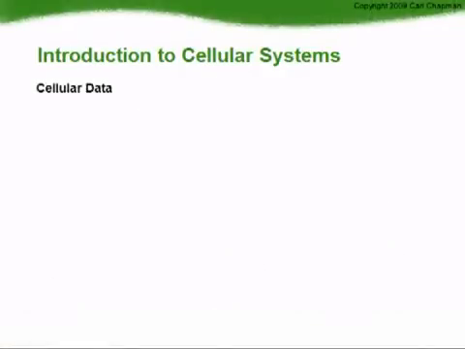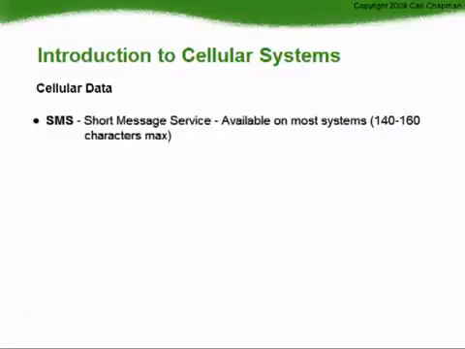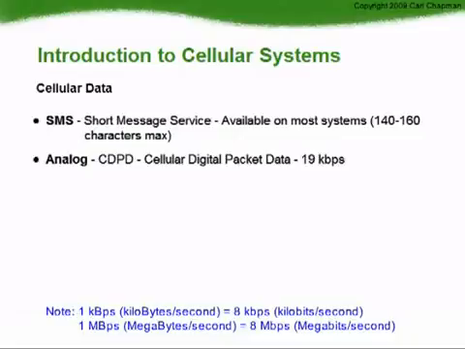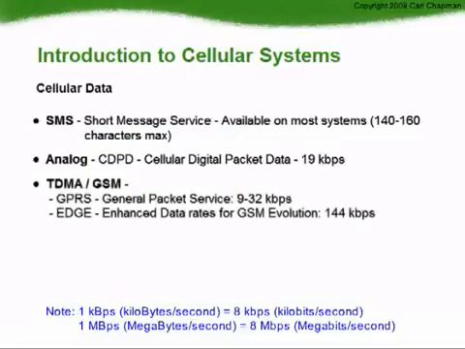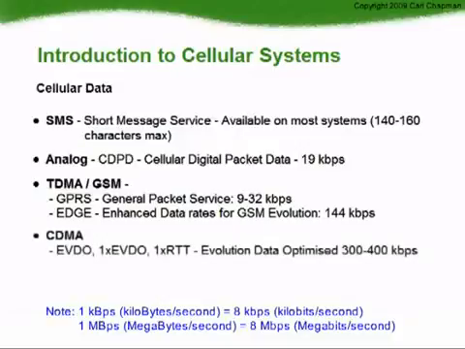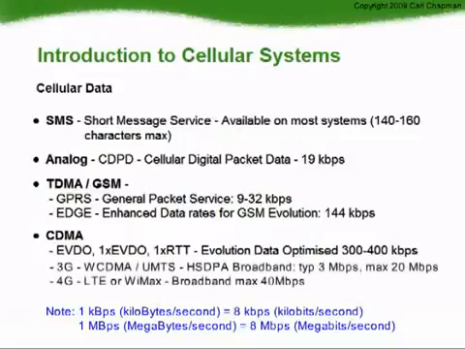Cellular systems can also be used for data communication. SMS or short message service is used by all cellular protocols, and consists of a text message of up to 160 characters. The data protocol for analog systems was CDPD or Cellular Digital Packet Data. GSM initially used General Packet Radio Service, GPRS, which was eventually upgraded to Enhanced Data Rates for GSM Evolution, or EDGE. CDMA has evolved with EVDO and 1xRTT updates for improved data performance.